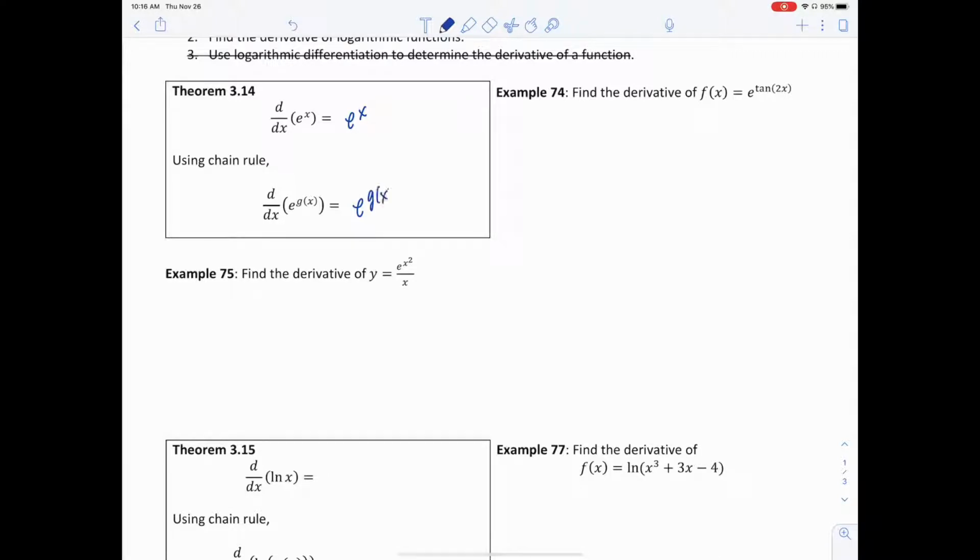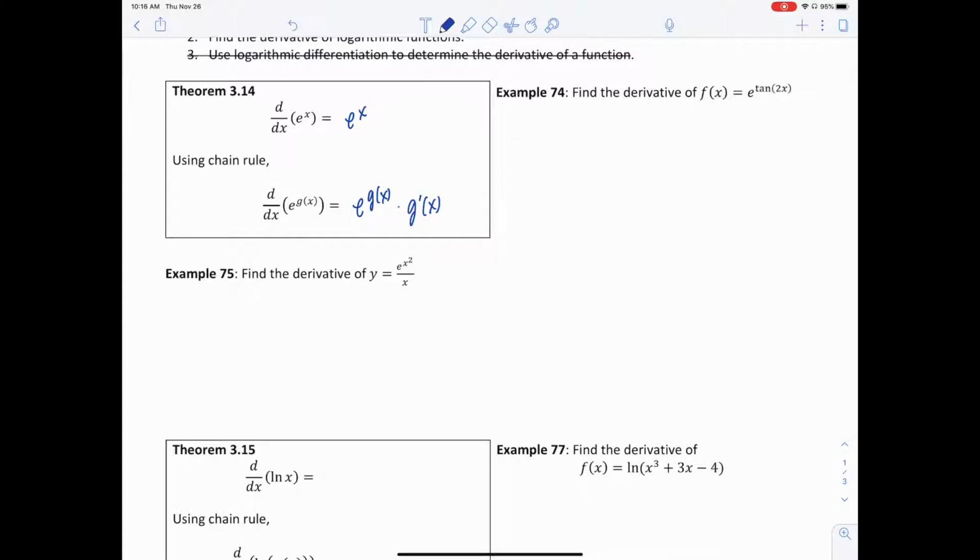So we usually use u, or I usually use u, but g of x represents a function. And then you would multiply that derivative by the derivative of u, or in this case, g of x, the function on the inside, which in this case is inside the exponent.